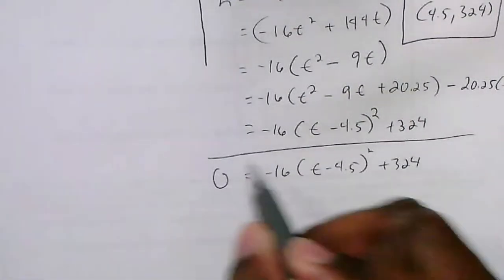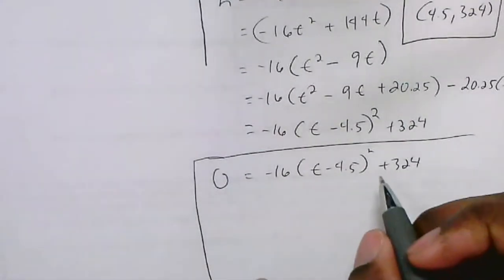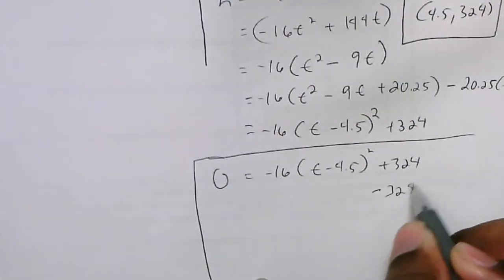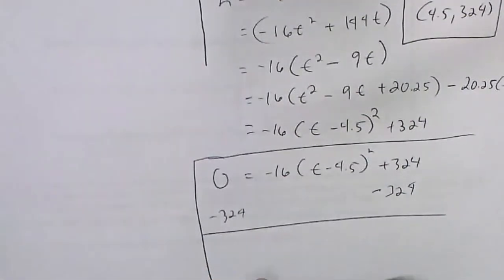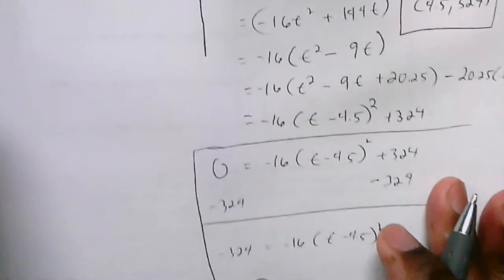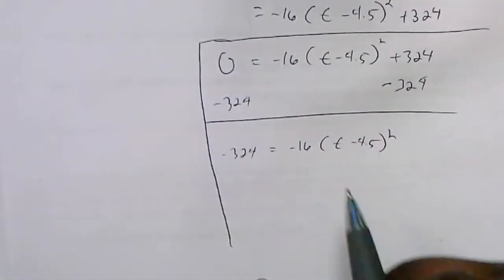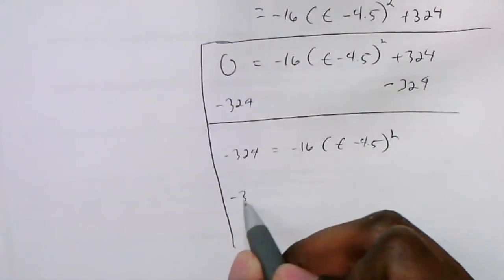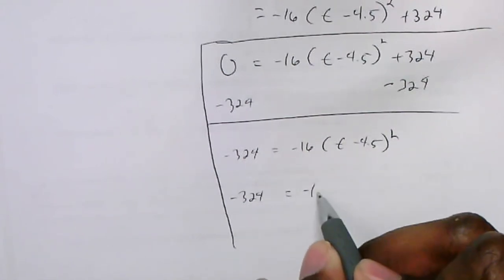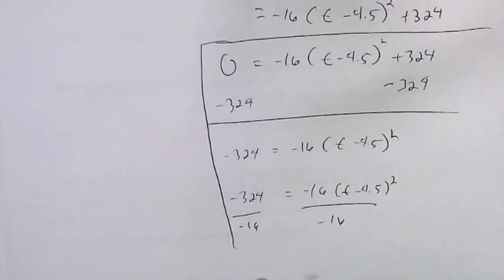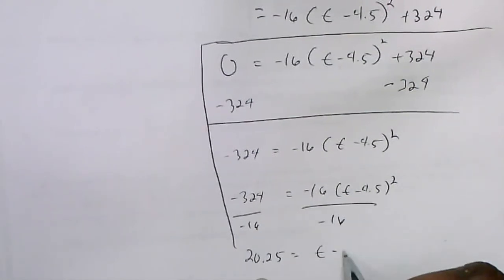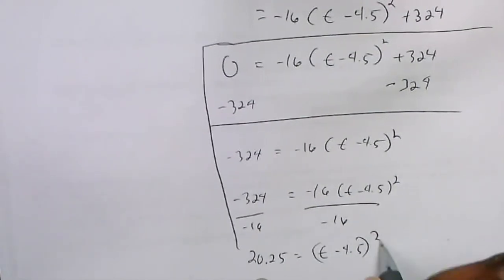To figure out what makes that part 0, that's when height is 0, you will subtract 324. That gives you negative 324 equals negative 16 times t take away 4.5 squared. And then from there, in order to finish it, you divide both sides by negative 16. If you divide everything by negative 16, that should give you 20.25 equals t take away 4.5 squared.